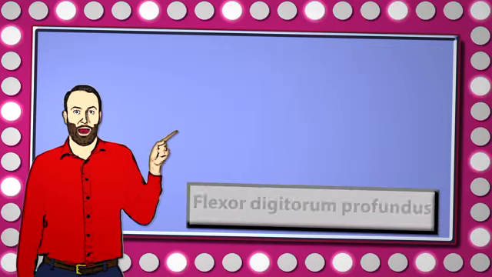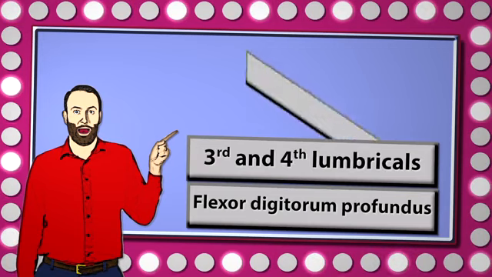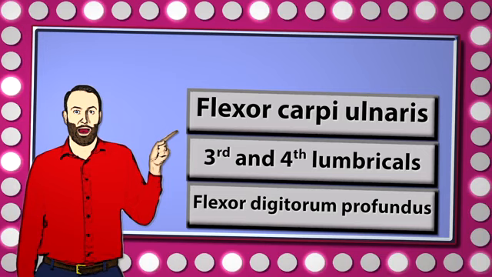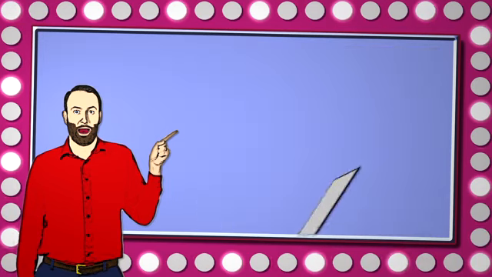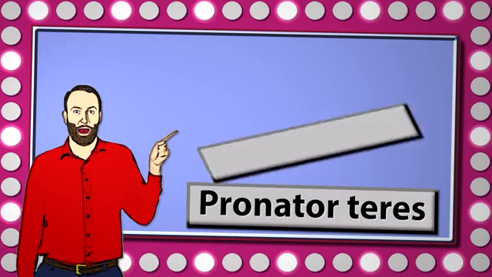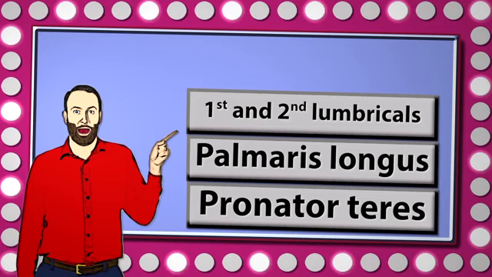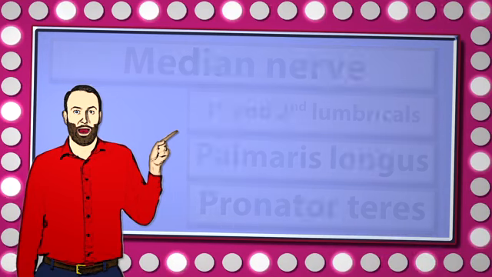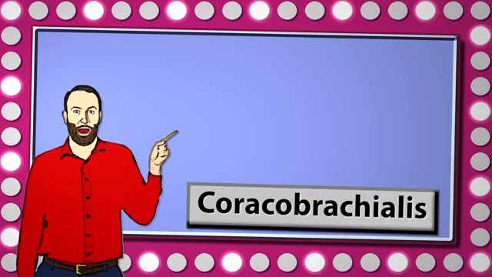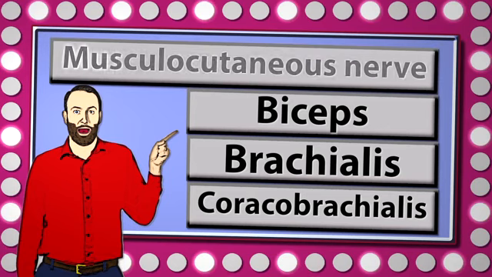Next. Flexor digitorum profundus, third and fourth lumbricals, flexor carpi ulnaris. Answer, ulnar nerve. Next, pronator teres, palmaris longus, first and second lumbricals. Answer is median nerve. Next, coracobrachialis, brachialis, biceps. That's going to be the musculocutaneous.